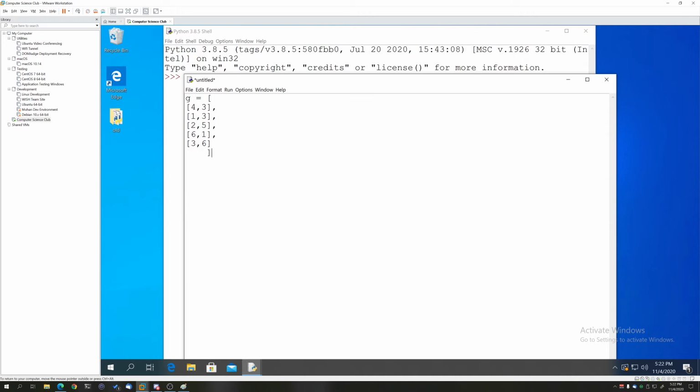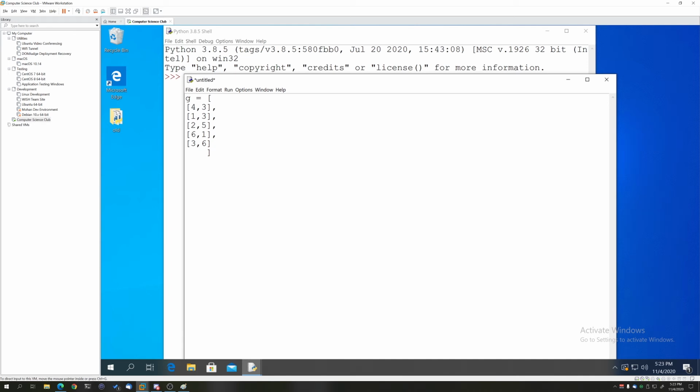Now you can see that if we wanted to determine whether vertices 3 and 6 were adjacent, we need to go through this whole list and find if there's 3, 6 or 6, 3. That is a downside, but it's pretty space efficient and it's really easy to see which vertices are adjacent.